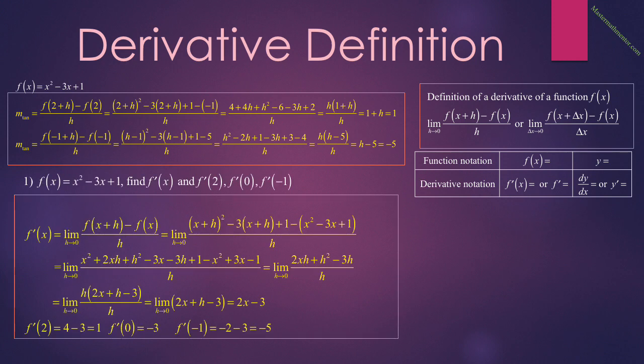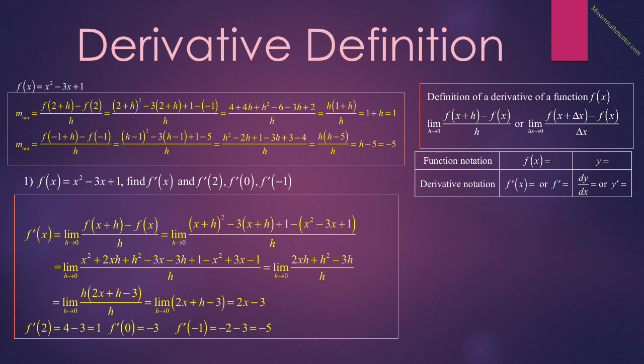Let's look at an example of this formula. We're given f of x equals x squared minus 3x plus 1, the same problem we had above. We're asked to find f prime of x, and also f prime of 2, f prime of 0, and f prime of negative 1. So we will use our derivative formula. f prime of x equals the limit as h approaches 0 of f of x plus h minus f of x all over h.